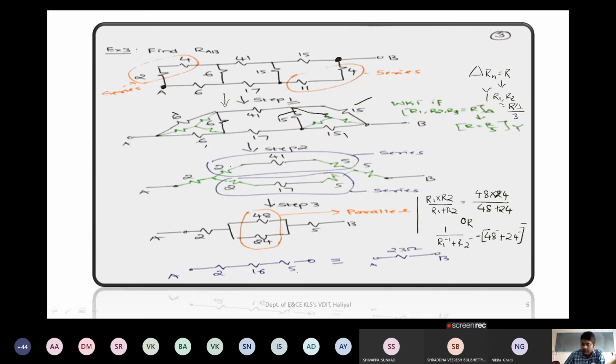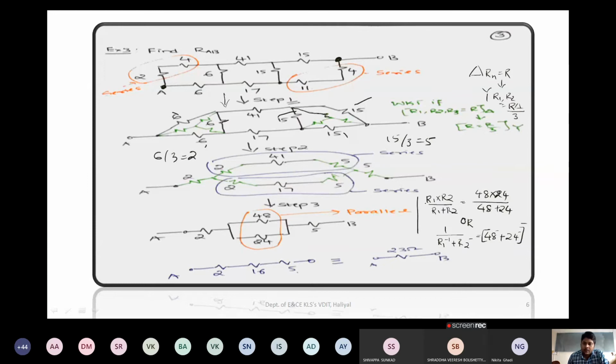So how much does that turn out to be on this side? This turns out to be 2 everywhere, because it is 6 by 3, and here it will be 15 by 3. So this will be 5, and this will be 2 ohms. If you again observe here, 2, 41 and 5 are in series, so you can add them and you will get 48. 2, 17 and 5 are in series, you will get 24, right?